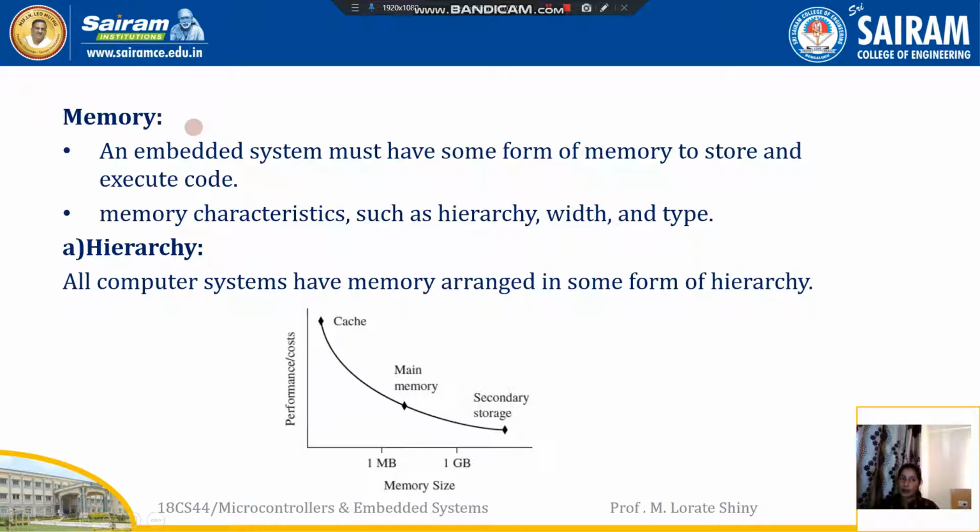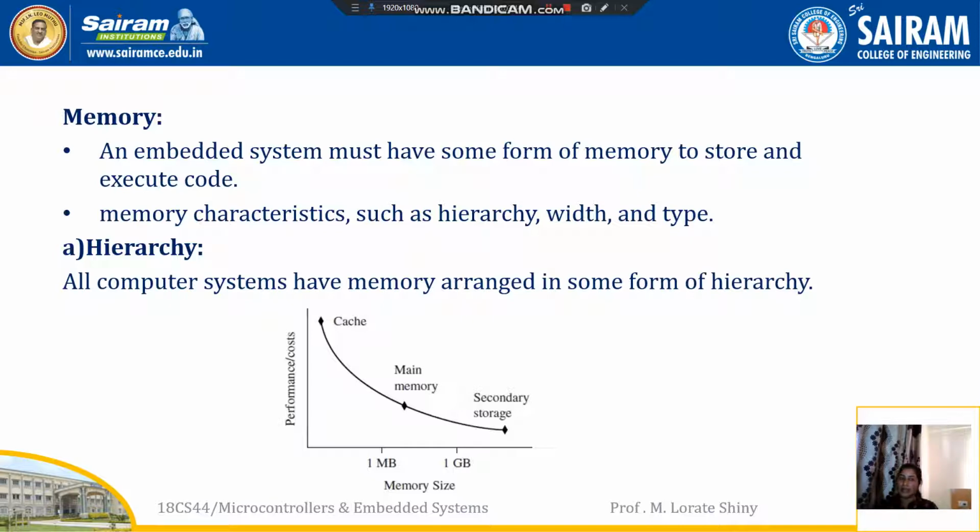Next one is memory. All embedded systems must have some form of memory to store and execute code. Before choosing the memory for the embedded device, we have to analyze the cost, performance, and power consumption of memory. There are memory characteristics such as hierarchy, bit, and type. So we'll see about all the characteristics of memory.